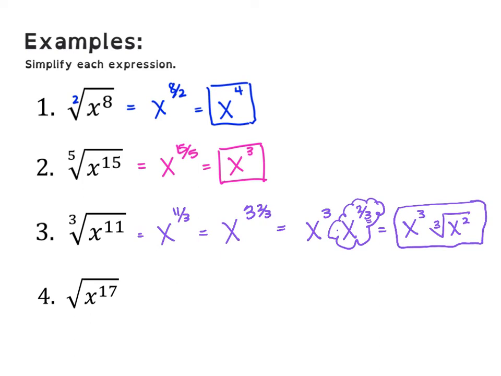Or the last one. The square root, again, no value, I can put a 2, of x to the 17th power is the same thing as x to the 17 halves power. Well, 17 over 2, how many 2's fit into 17? Well, 8 and a half. So I can say that's like x to the 8th and x to the 1/2.